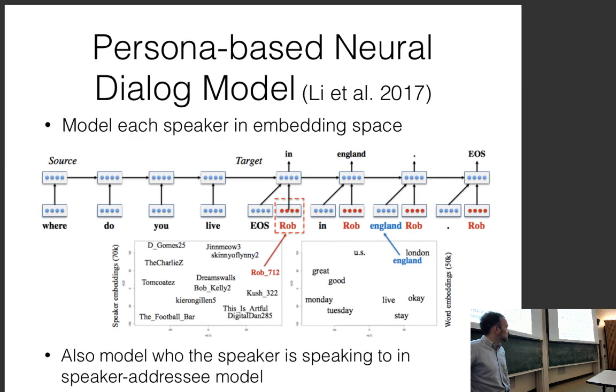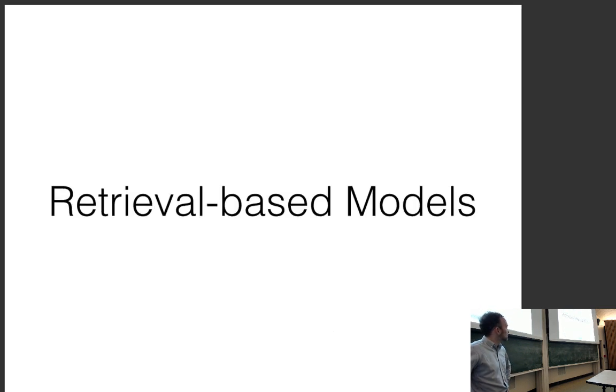So this is an interesting, simple method here. I think an interesting challenge would be how do you make this into something that's a little bit more controllable, and not just say I want to be Rob, but say I want to be an extroverted person or an introverted person or something like that. Okay. So that's all I have for generation for the moment.